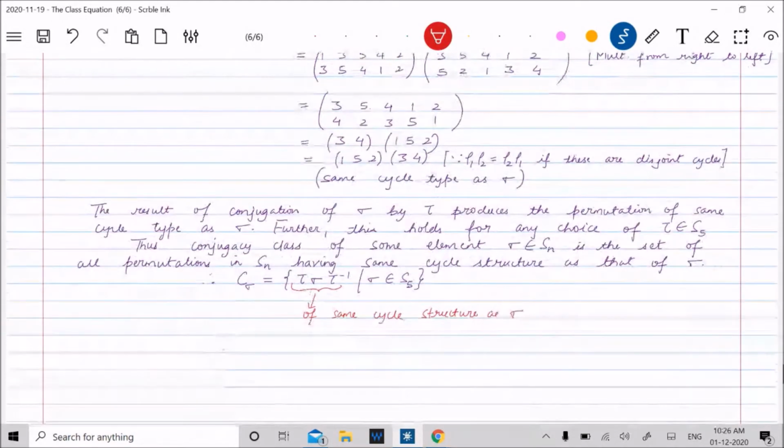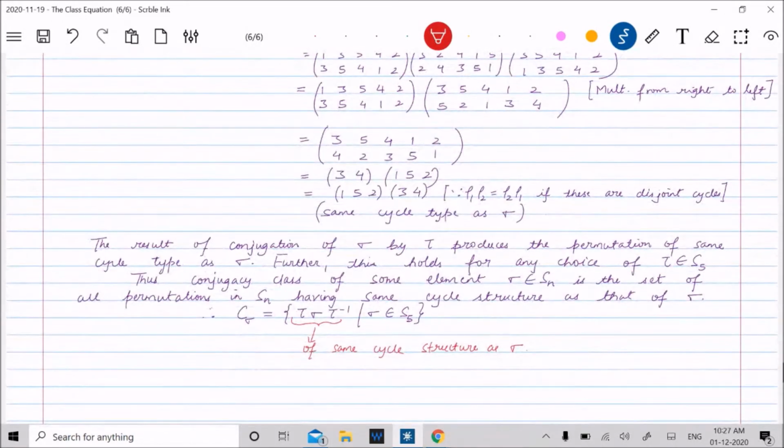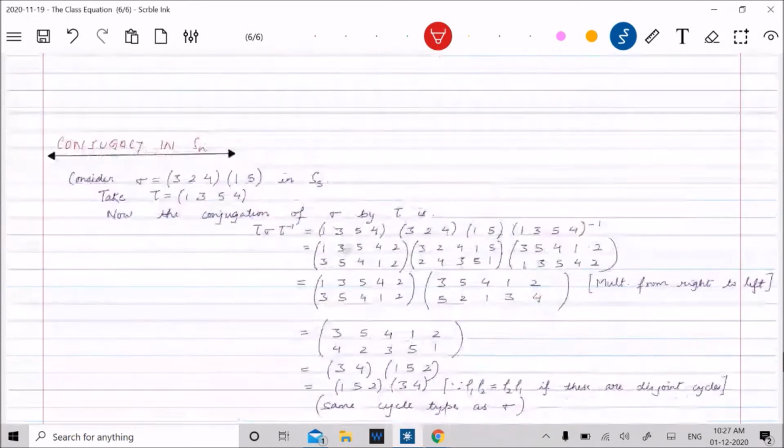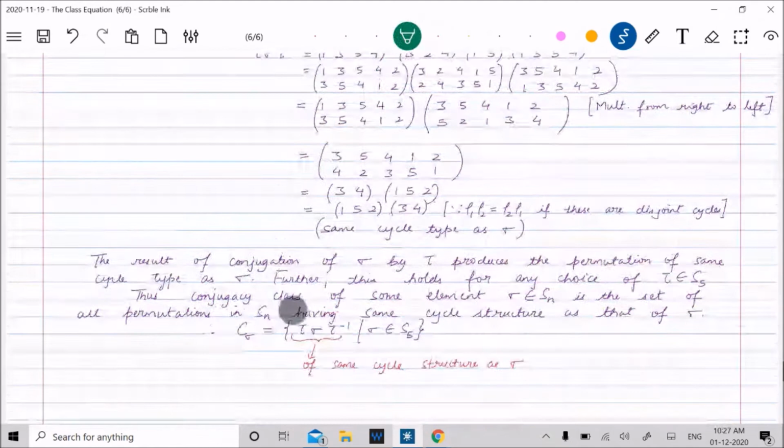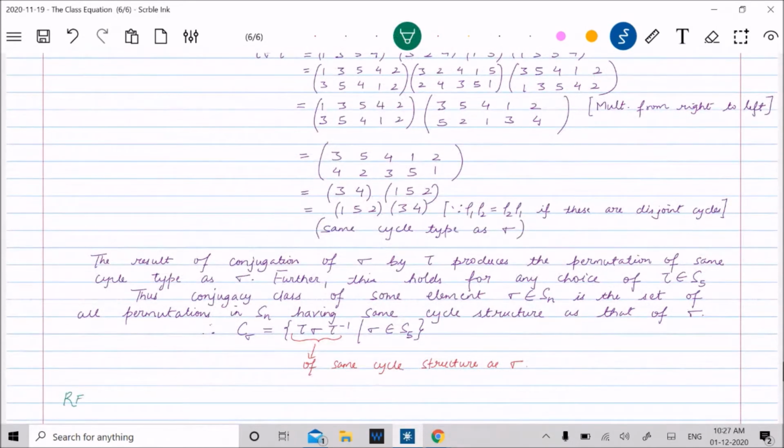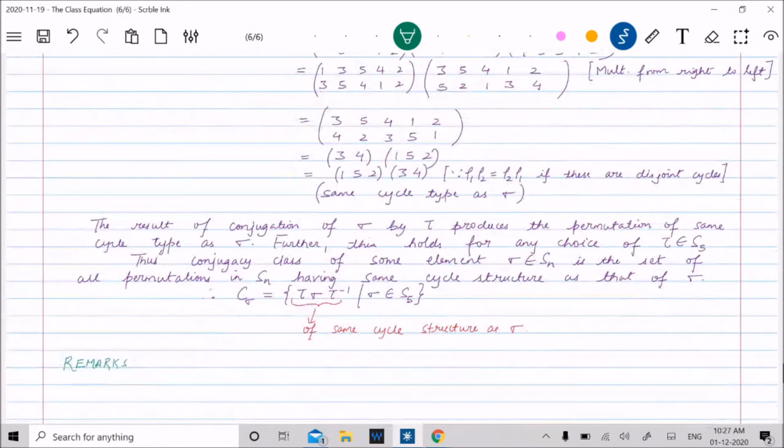Sir. Okay. Right. Now we'll go to a few remarks. Remark number one tells you a shortcut method actually, a short method to compute tau sigma tau inverse.